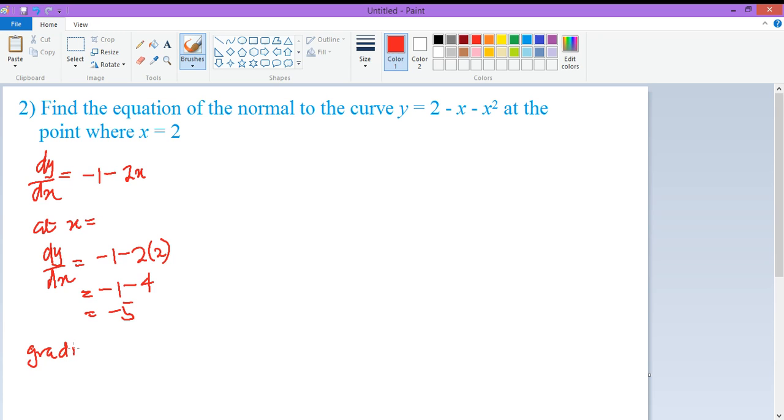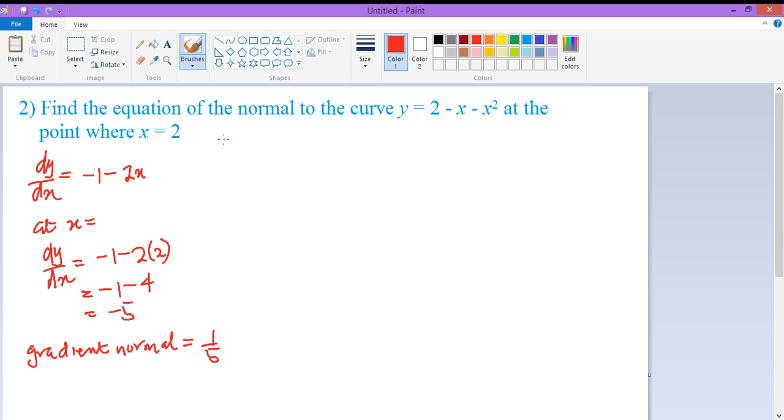Gradient of normal will be equal to positive 1/5. Remember, the normal is obtained by reciprocating and negating the gradient of the tangent.